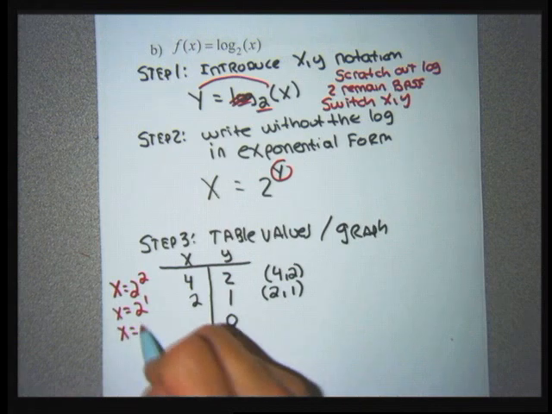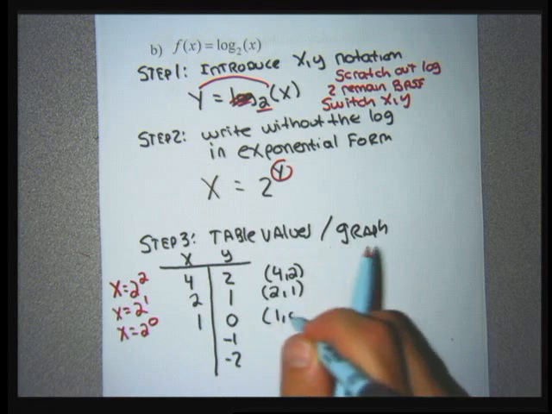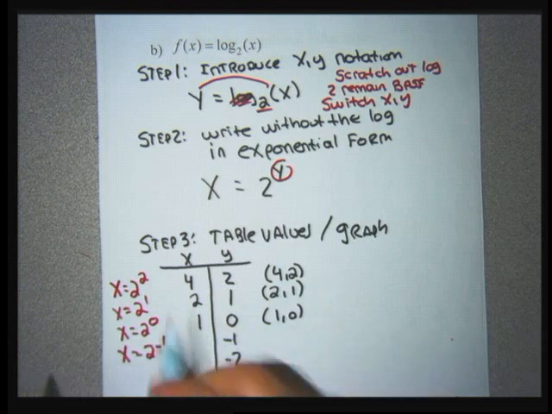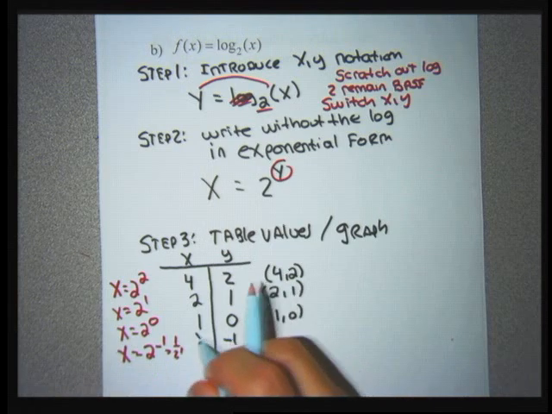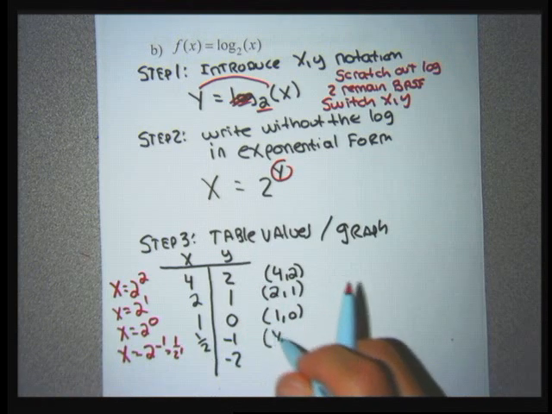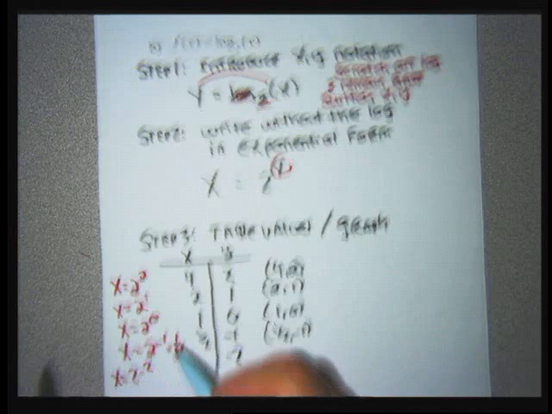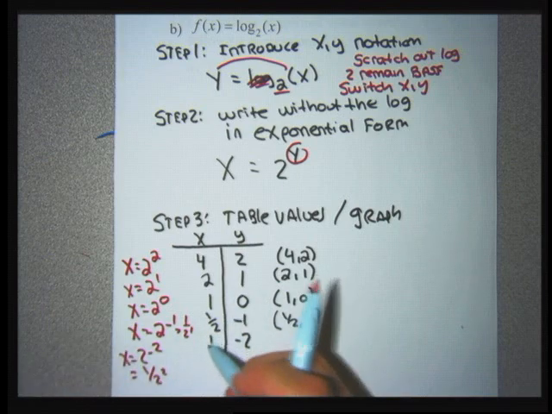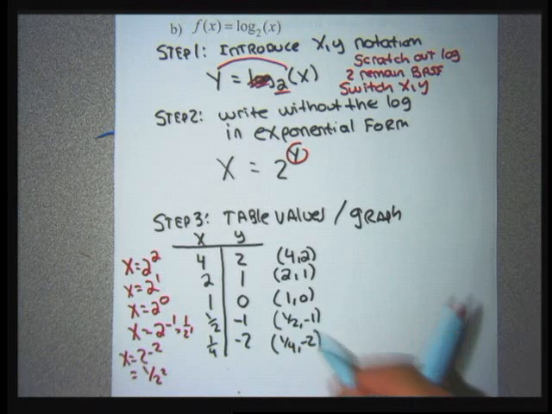I'll get x equals 2 to the 0 power. Anything to the 0 power is 1. So that gives me the point (1, 0). And then x equals 2 to the -1 power, which is 1 over 2 to the first power. So that's going to be the point (1/2, -1). And then last, x equals 2 to the -2 power, which is 1 over 2 squared, which is 1/4. And the fifth point that I get is the point (1/4, -2).